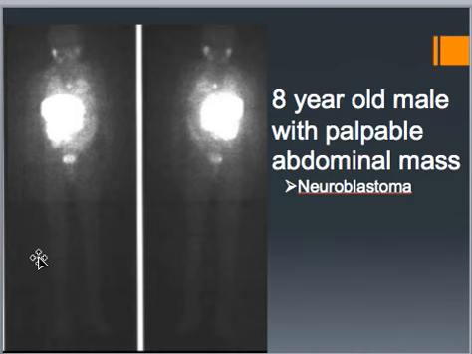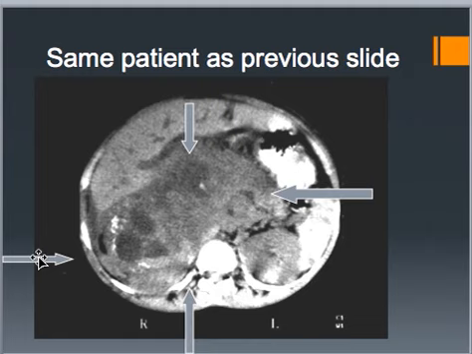And this next slide here is actually the same patient when they had a CT scan. So you can see here, all of this area here is that neuroblastoma on the kidney. So it's taking up a large portion of the abdomen. I mean, obviously, as big as it is, it's no wonder they could feel it.